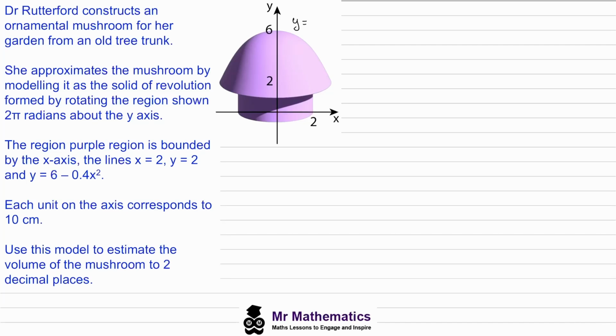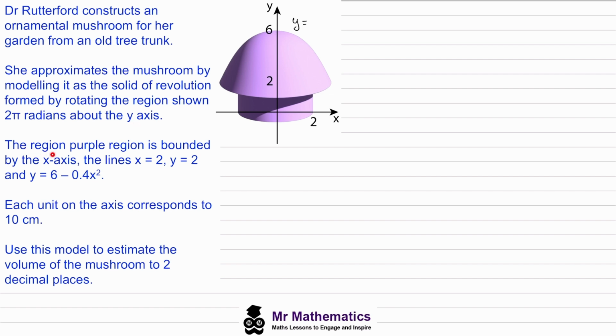Hi everybody. So in this video we're going to look at modelling real-life problems using a volume of revolution. So in this example, we're told that Dr. Rutherford constructs an ornamental mushroom for her garden from an old tree trunk, and she approximates the mushroom by modelling it as the solid of revolution formed by rotating the region 2 pi radians about the y-axis.